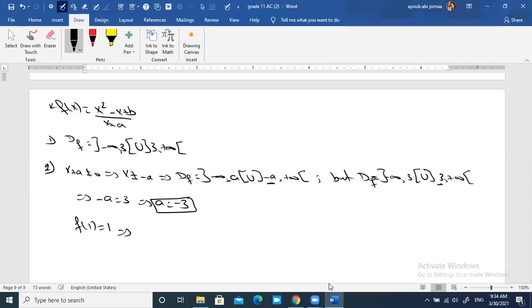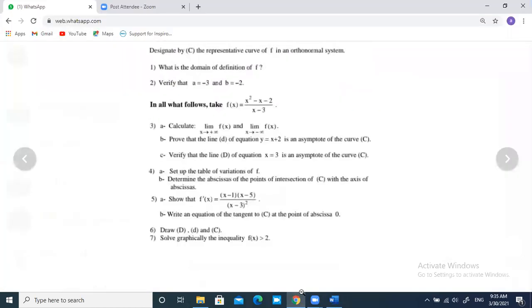Then replace: 1 squared minus 1 plus b over 1 plus a is equal to 1. Then 1 squared minus 1 is 0, so b over 1 minus 3 is equal to 1. Cross product. Then b is equal to negative 2. b is negative 2 as required.